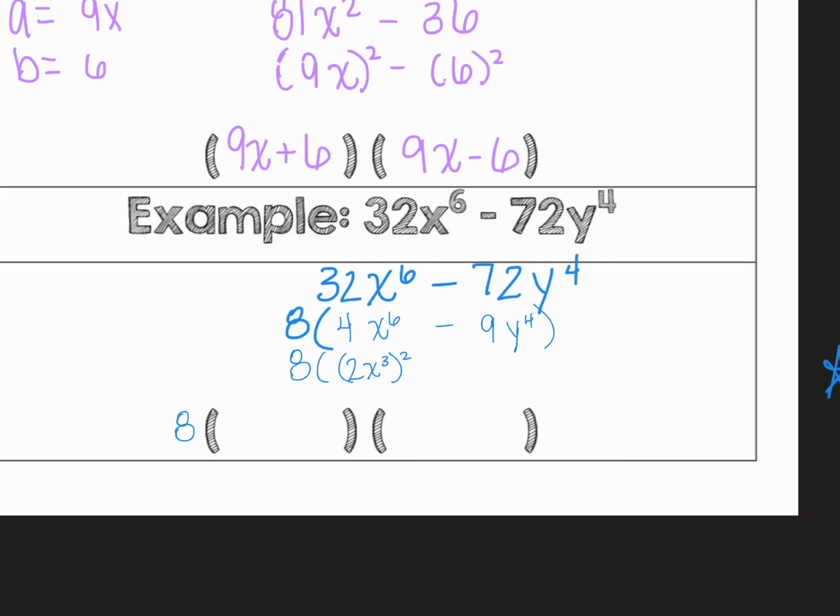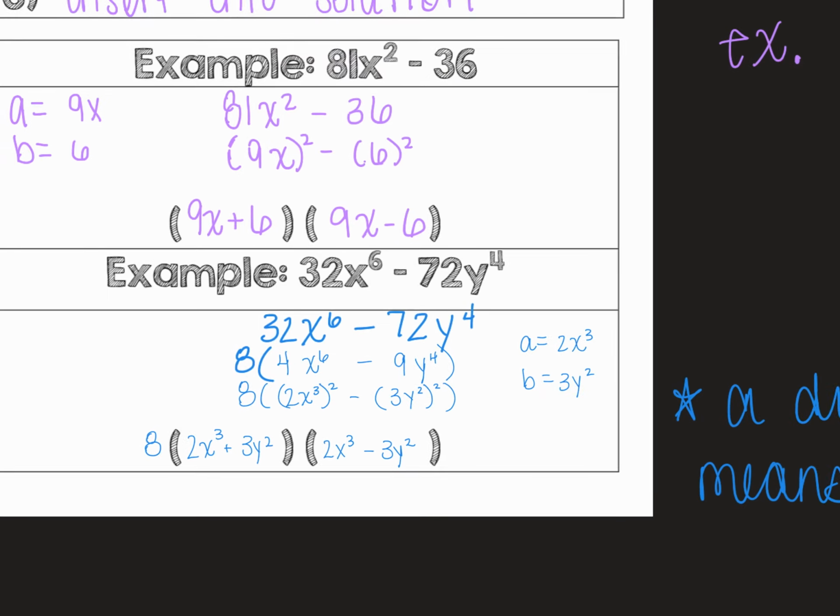So I already figured out my A and my B. A is 2x cubed. My B is 3y squared. Hard part is over. So now we just need to use this A and B in our form here. The first one's going to be A plus B, so we have 2x cubed plus 3y squared. And then the second one will be A minus B, so 2x cubed minus 3y squared. So always remember, difference of squares breaks up into different signs. Let's look at another example or two.